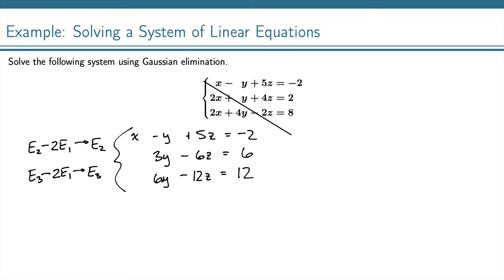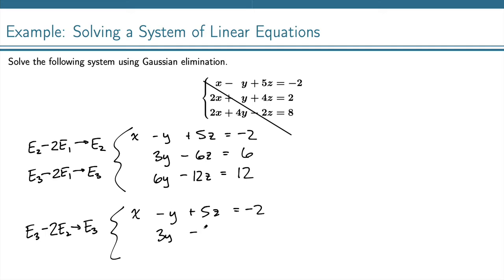So to get rid of this 6y, I can use above it this 3y and just multiply this by a negative 2 to cancel that out. So we'll take equation 3 and subtract 2 of equation 2 to get our new equation 3. So my first equation stays the same, and my second equation stays the same.